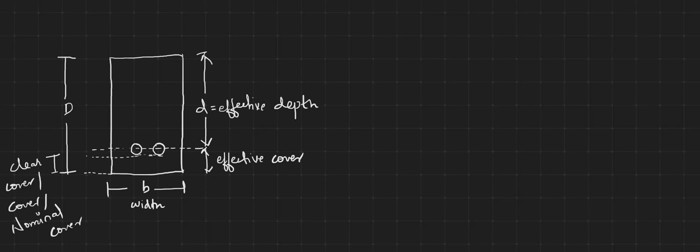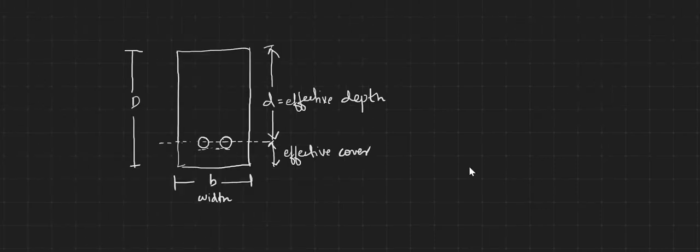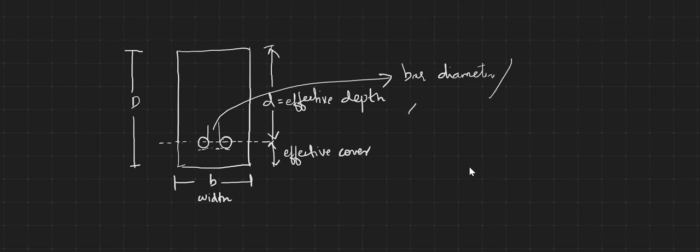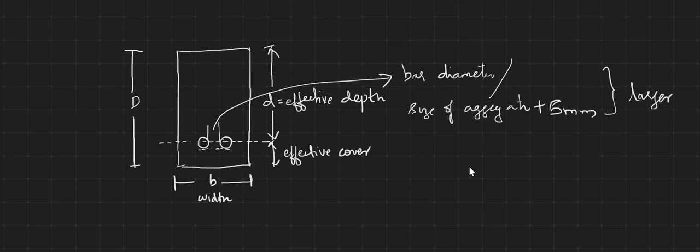And if I am considering the spacing between these two bars, the spacing between these two bars should be either the bar diameter, or the size of the aggregate plus 5 mm, whichever is larger. You should take whichever is larger.